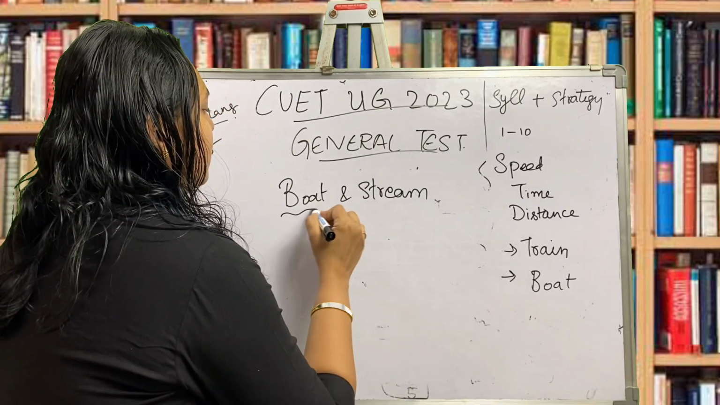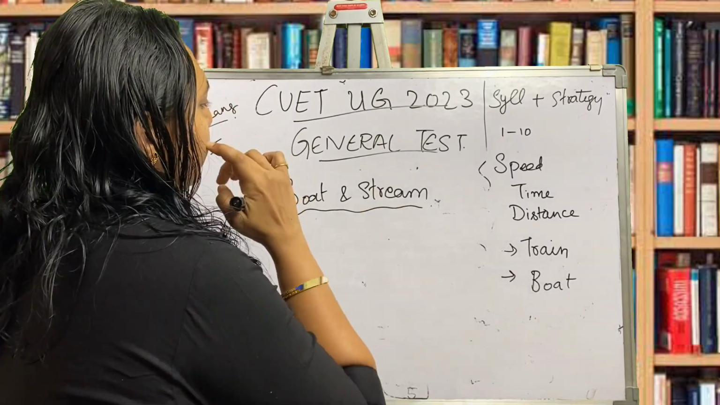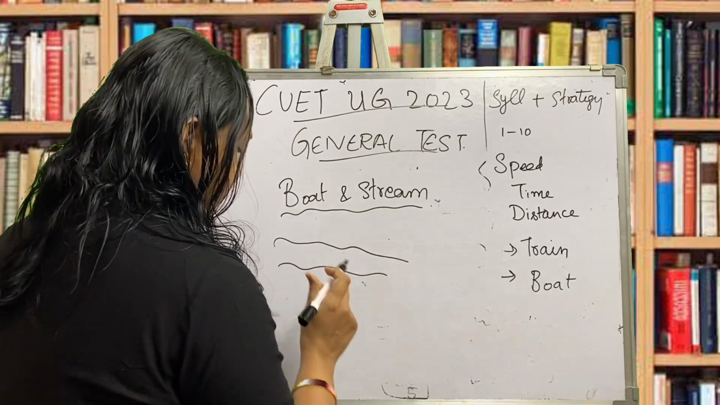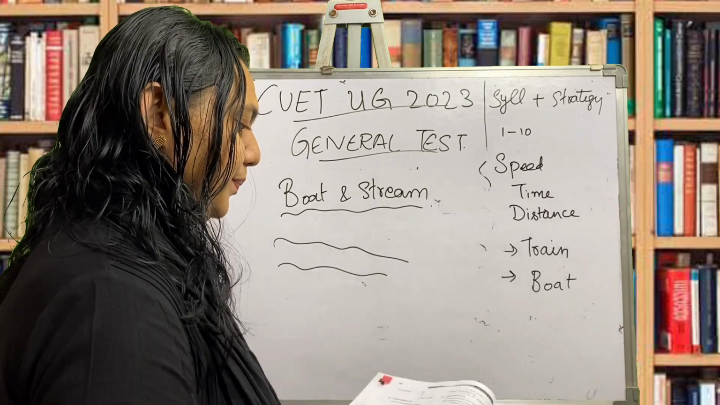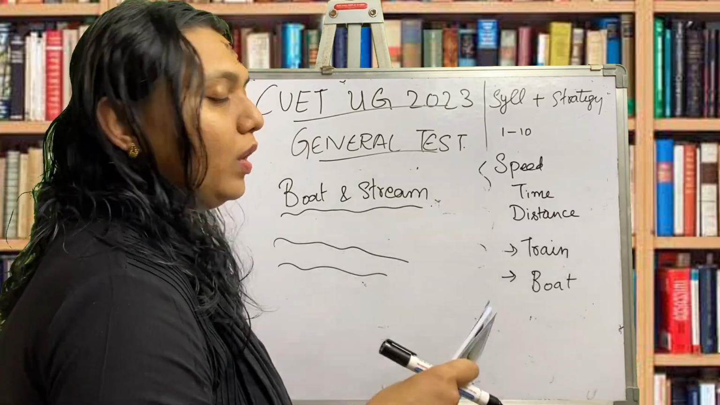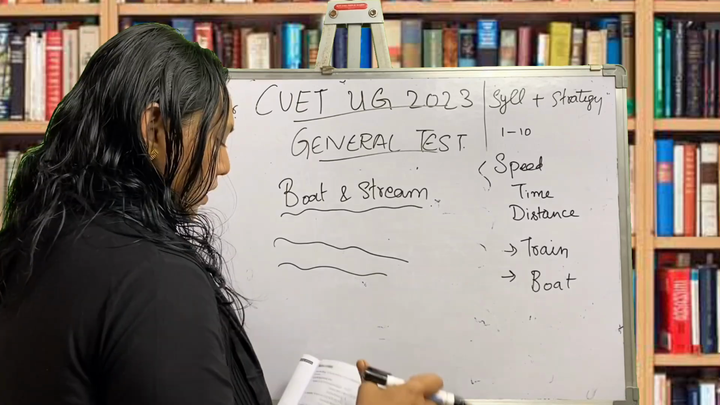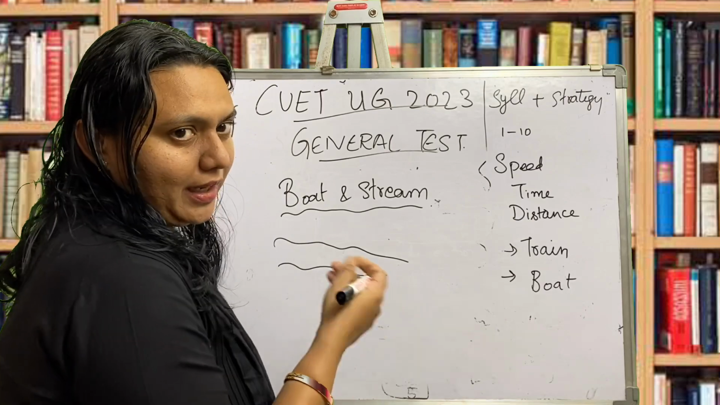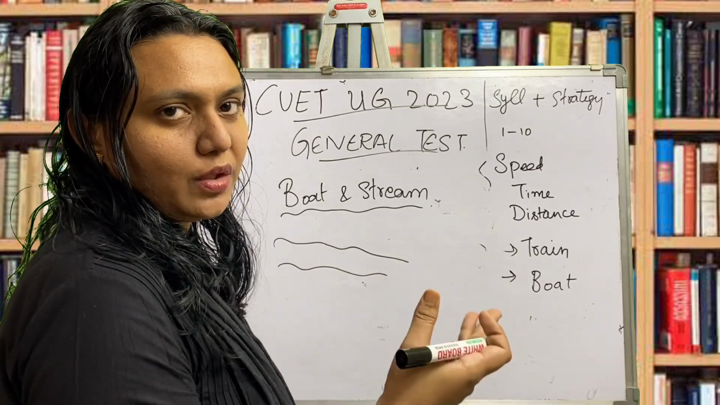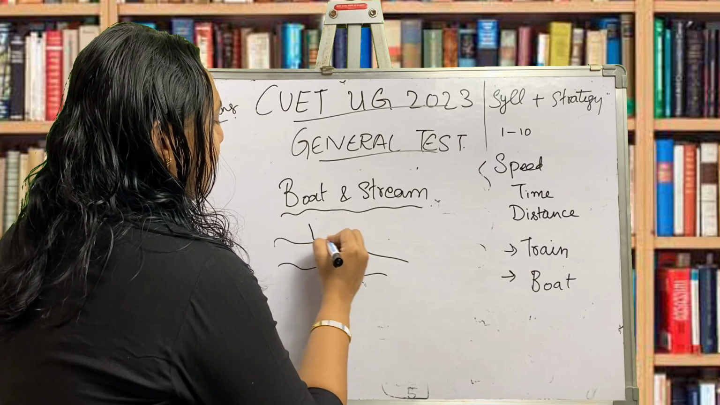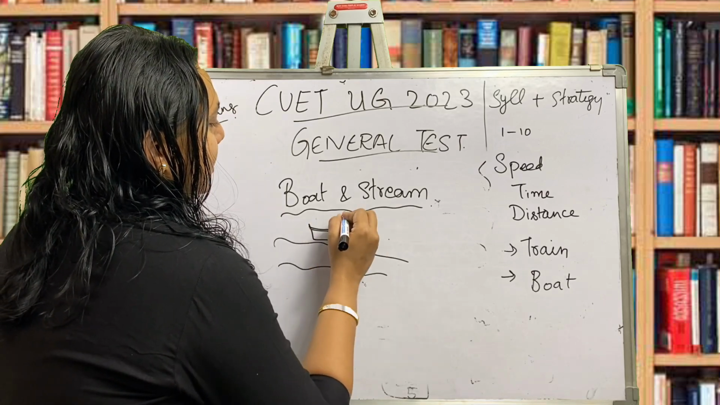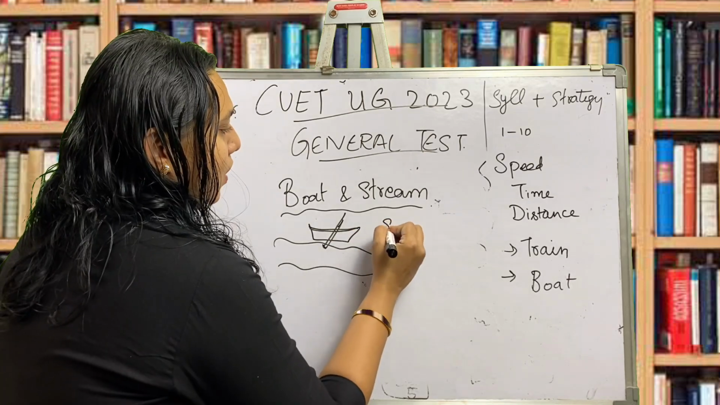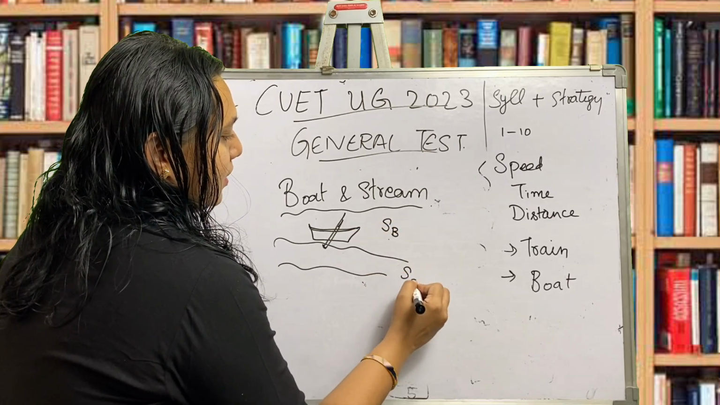Okay, so the boat and stream question is that there is a river. When this river is moving, it is called a stream. The moving water in the river is called a stream. The speed of the water is called the speed of the stream. And then there is a boat on the river. Now there is the speed of the boat and there is the speed of the stream.